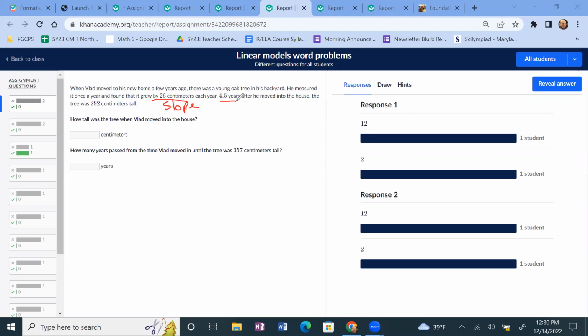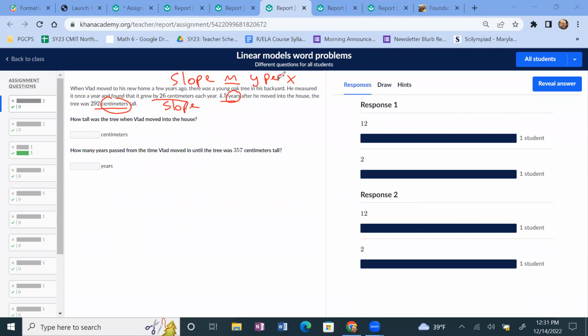4.5 years after he moved to the house, it was that tall. And notice, if you are in the habit of looking at the units, as you should be, then we have two different units. And that tells us we have a coordinate, okay? So let me tell you this, the slope is a number like m, and then it's y per x. So the first unit they tell you, if they give you the slope, is the y. The second unit they tell you is the x.